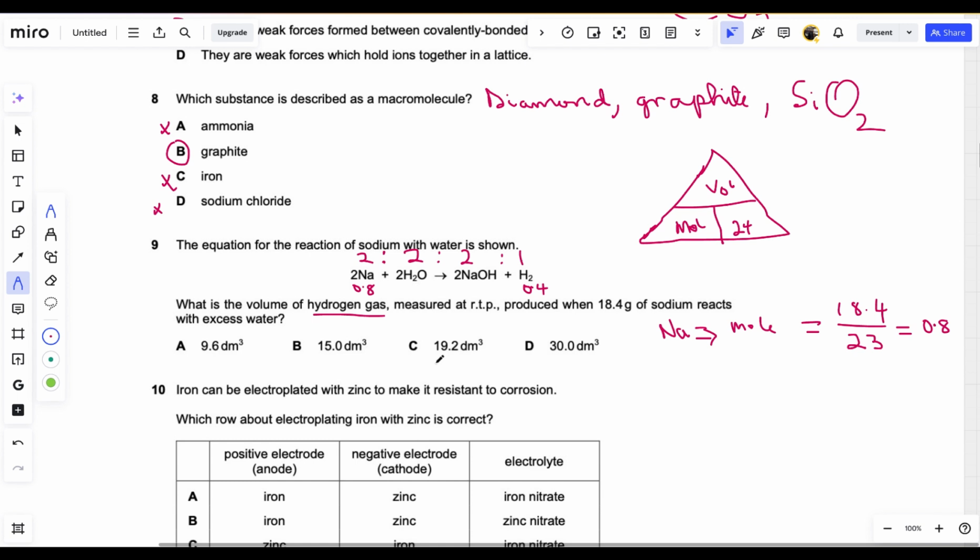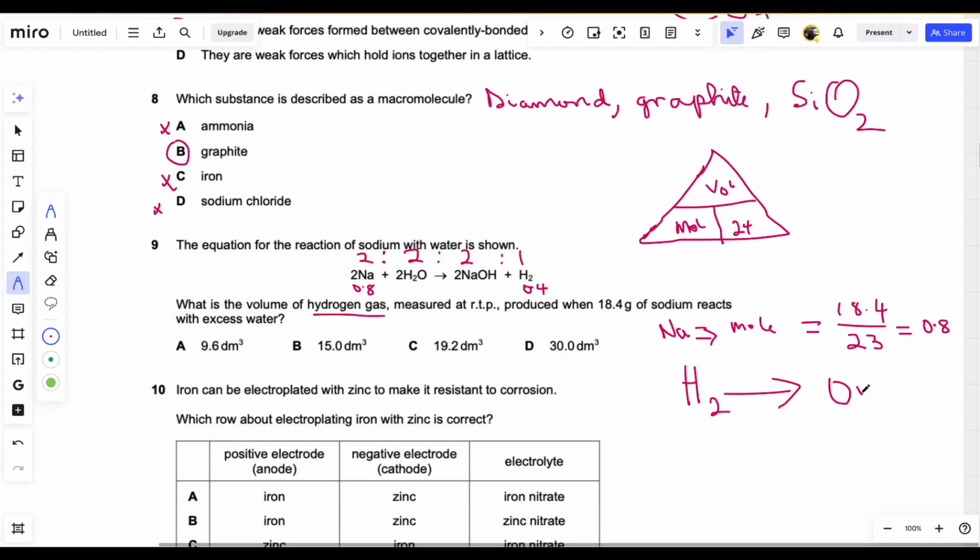Since we know the mole of hydrogen, we can calculate the volume, right? The mole of hydrogen is 0.4. Why is it 0.4? Because the molar ratio is 1 compared to the mole of sodium, which has a molar ratio of 2. So you have to divide by 2 to get the mole of hydrogen.